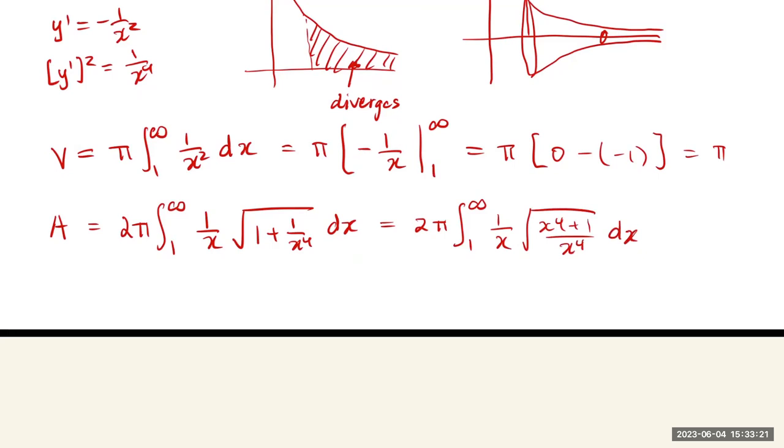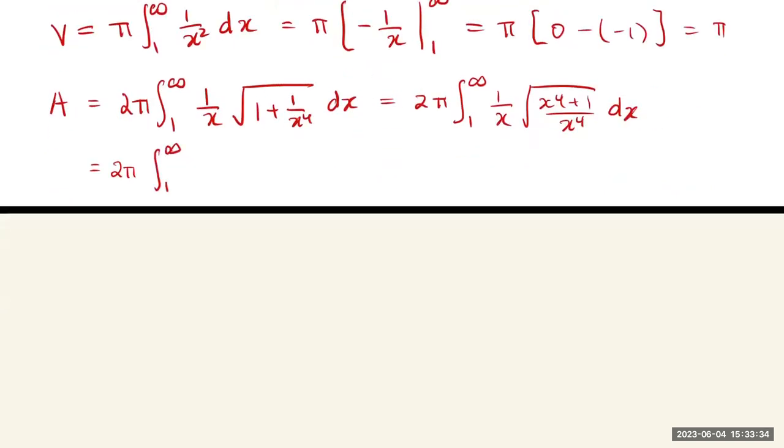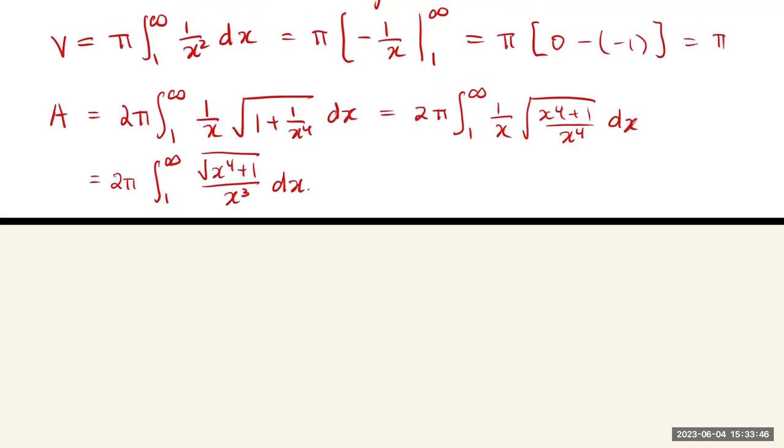Or, this is also the same as saying 2 pi, I'll move this down here, times the integral from 1 to infinity of the square root of x to the 4 plus 1 divided by x cubed dx. Well, however, this is actually a hard integral to integrate, and it's probably not wise to actually compute this. So let's go ahead and use the comparison test.